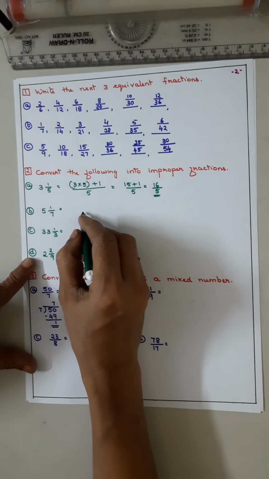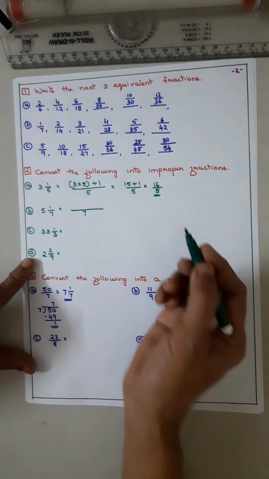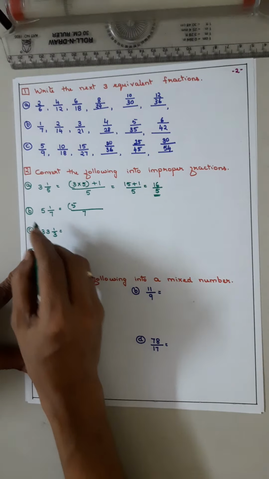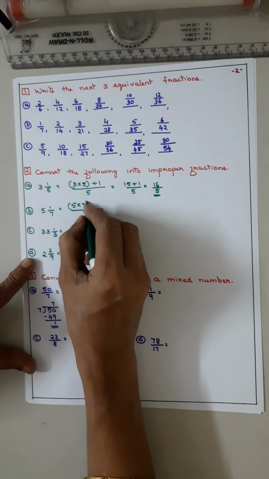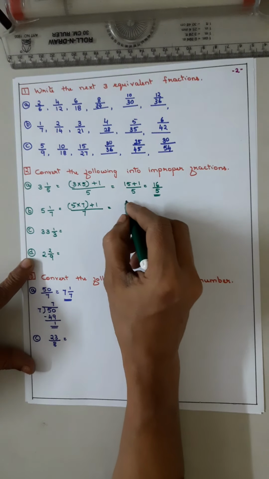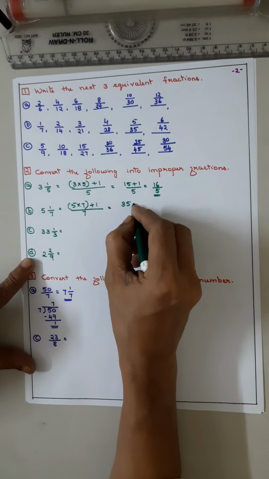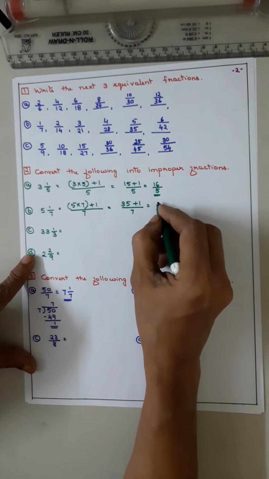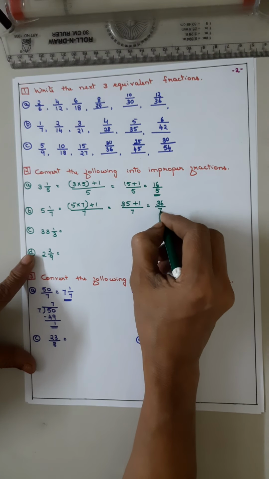Now here what will you do? Write 7. Now within the bracket it is 5 7s plus 1. 5 7s are how much? 35, plus 1 upon 7. Answer is 36/7.